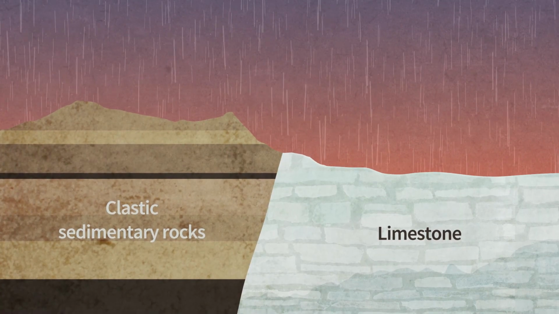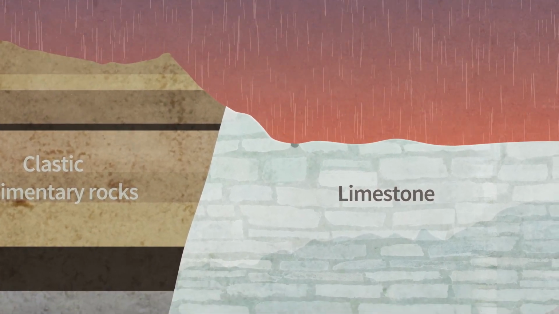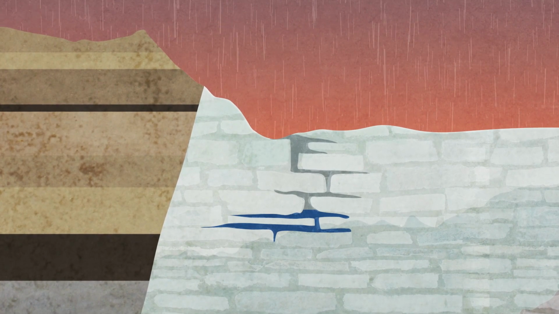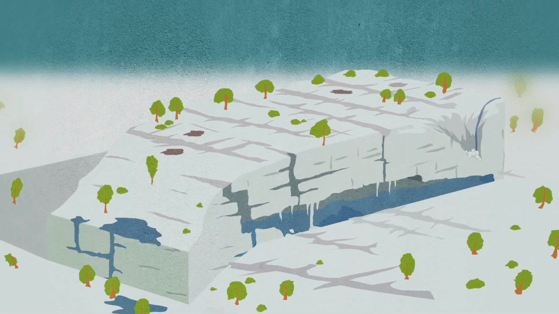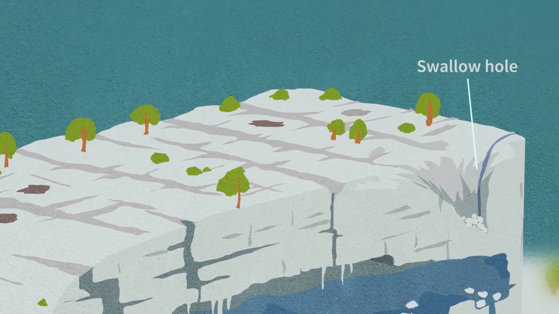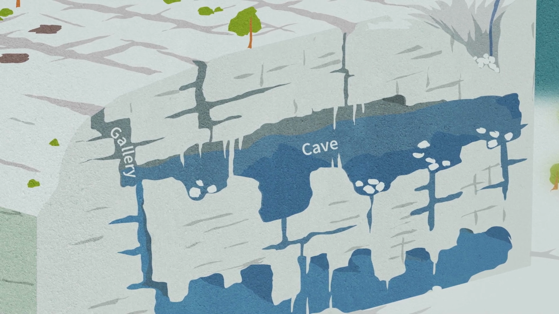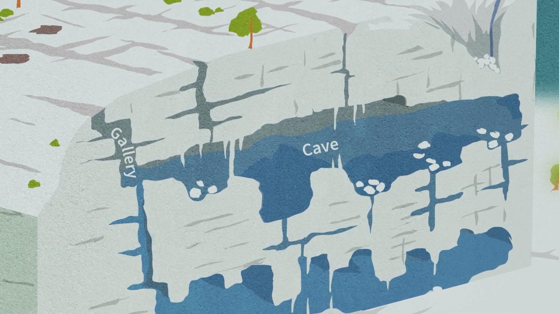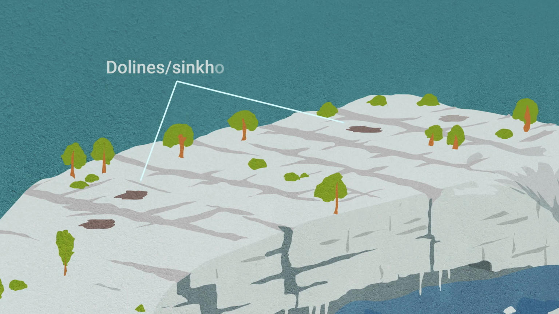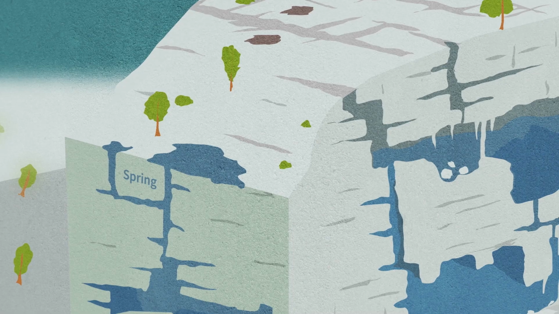Because of its nature, limestone can be dissolved by any acidic liquid, including rainwater. This process, which slowly opens holes and channels in the bedrock, creates a landscape called karst. This landscape gives rise to unique features, such as swallow holes, which are formed where surface water goes underground, caves and underground galleries, which are openings carved by moving water underground, isolated depressions called dolines or sinkholes, and finally, springs or exit points of water from the underground system back to the surface.